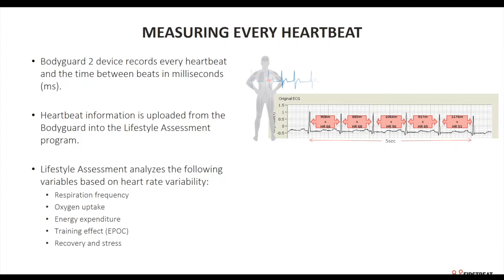We upload the information from the Bodyguard into the lifestyle assessment program, and then the analysis program analyzes or estimates the following variables based on heart rate variability. We can estimate respiration frequency with a high accuracy, oxygen uptake, energy expenditure, training effect, and recovery and stress. And these physiological indexes have an important role in the algorithms that we use to go from the heartbeat information into the actual analysis of stress and recovery and the reports that the client gets.